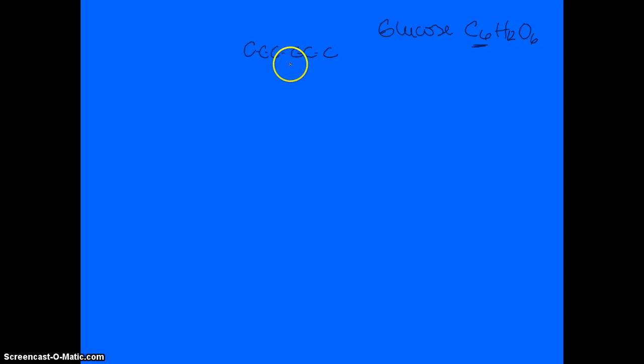So what's going to happen with glucose during glycolysis, and for all you med-term people, or those of you taking med-term next semester, gly or glyco refers to sugar. Lysis refers to disintegrate or break down, decompose. So we're going to break down a sugar, which is glucose.